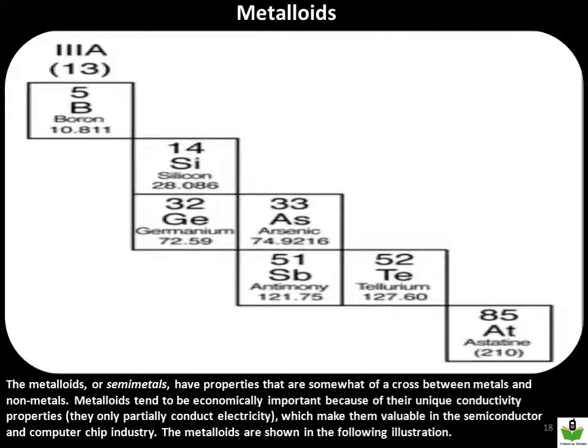Next, we will learn about metalloids. The metalloids, or semimetals, have properties that are somewhat of a cross between metals and nonmetals. Metalloids tend to be economically important because of their unique conductivity properties, that is, they only partially conduct electricity, which makes them valuable in the semiconductor and computer chip industry. The metalloids are shown in the figure.